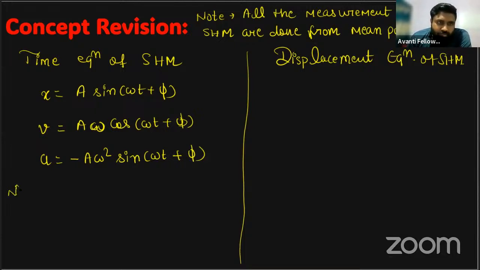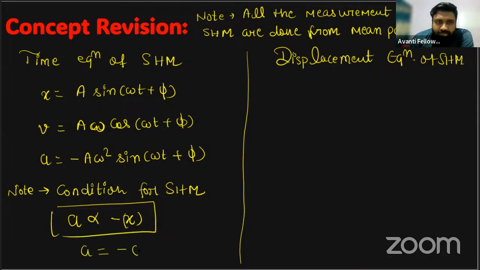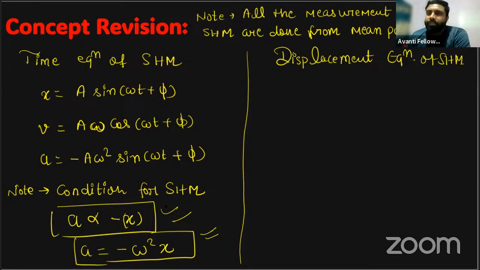Now, one thing also you can note down: what is the condition for a motion to be SHM? The condition for SHM is that the acceleration of the particle executing that motion is directly proportional to the negative of displacement, or should be in the form of minus omega square x. So if these two conditions are verified, that motion is simple harmonic motion.